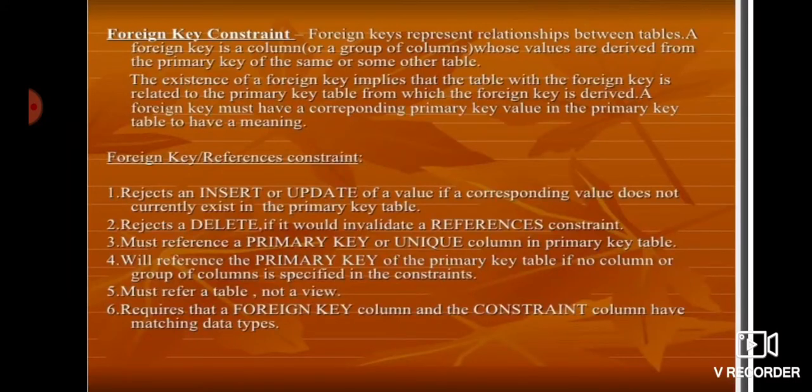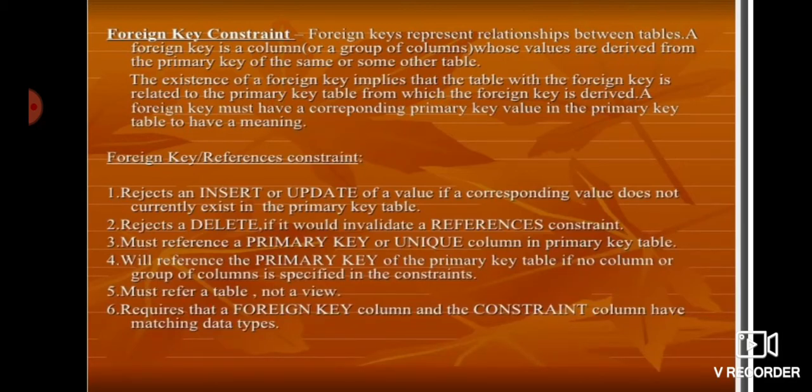And fourth is foreign key constraint. Foreign key represents relationship between tables. As I have already told in various types of keys, foreign keys represent relationship between tables. A foreign key is a column or group of columns whose values are derived from the primary key of the same or some other table. The existence of a foreign key implies that the table with the foreign key is related to the primary key table from which the foreign key is derived.